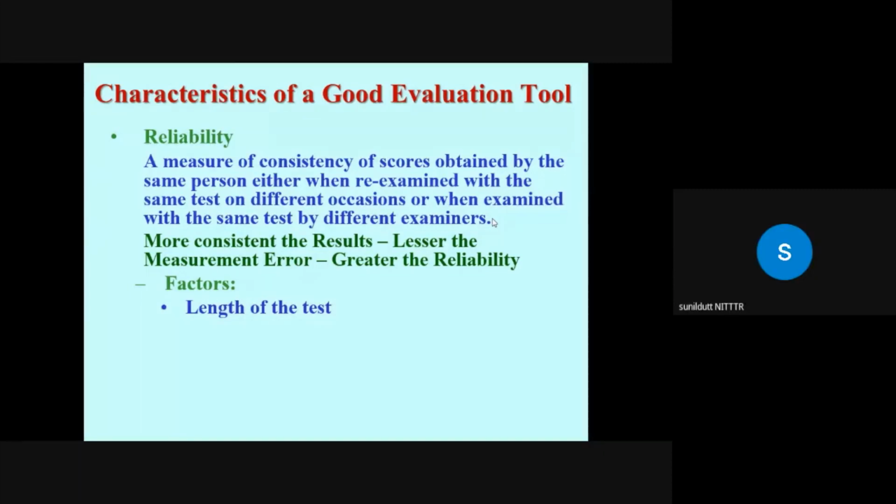Longer tests also tend to reduce the influence of chance factors, like guessing. For example, on a 10-item true-false test, a student might know 7 of the items and guess at the other 3.